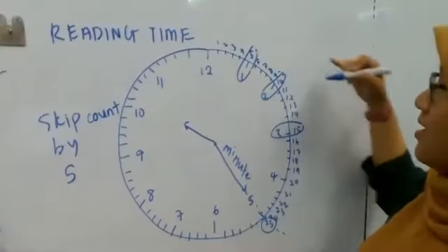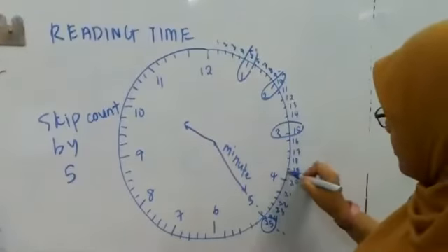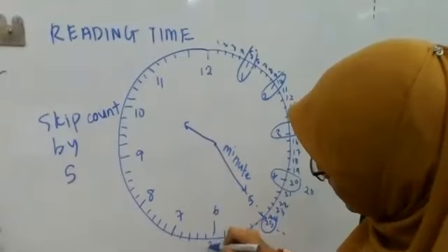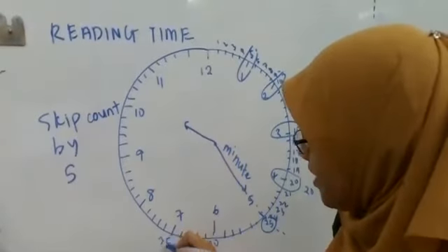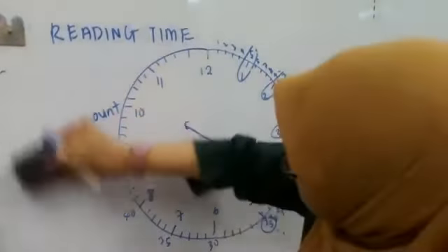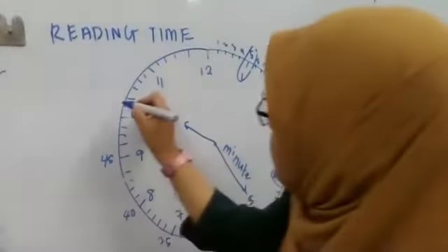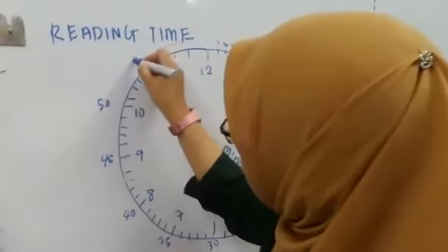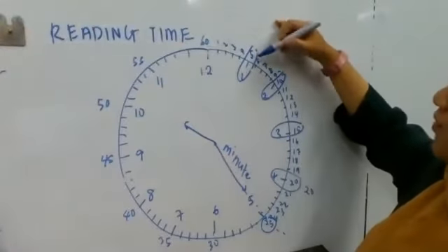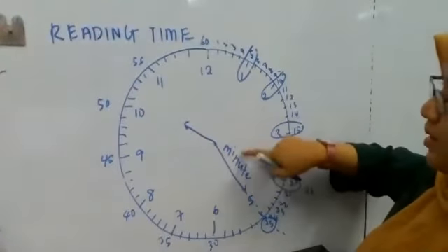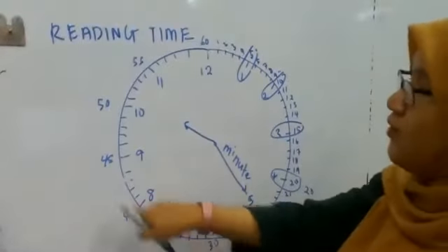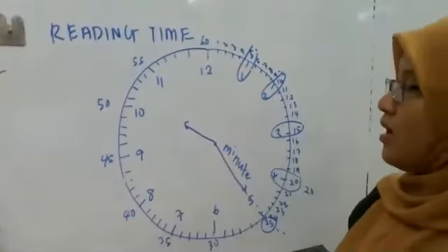5, 10, 15, 20, 25. This one you already know. 30, 35, 40, 45, 50, 55, and lastly, 60. This is skip counting by 5. When you want to read the long needle, the minute one, you skip count by 5: 5, 10, 15, 20, 25, 30, 35, 40, 45, 50.